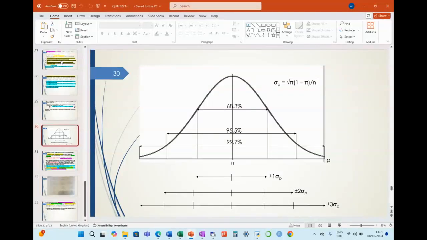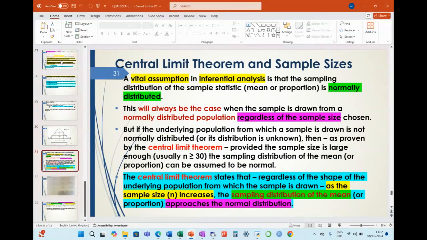68.3% of our variables are going to be within one standard deviation, positive or negative, from the population, the bigger population, for lack of a better term, and so on and so forth. And then here now they're just talking about central limits.